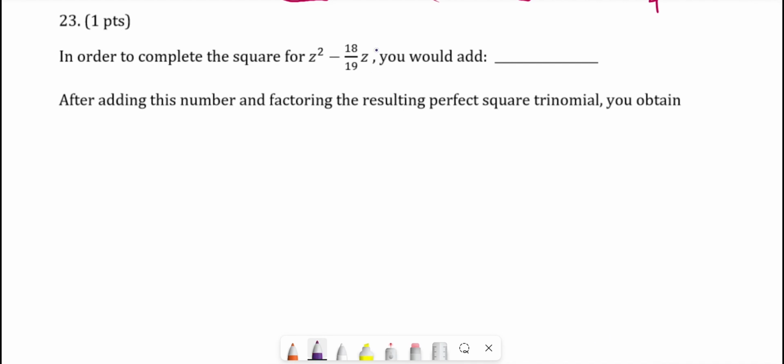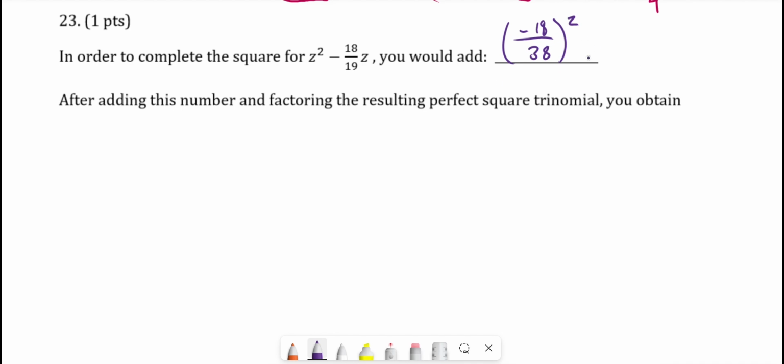But let's just apply this as sort of an algorithm. You look at the term that's next to the z, and then you would add minus 18 over 19, half of this, which would be 38, and then you square it.